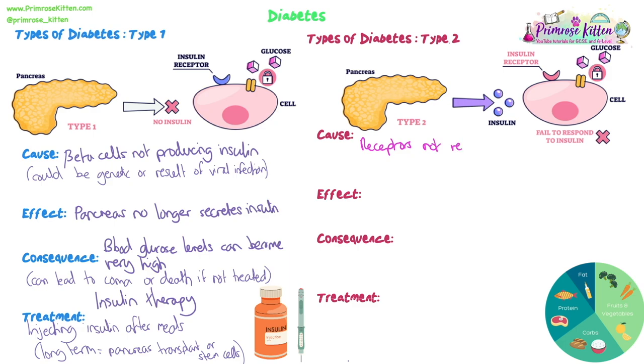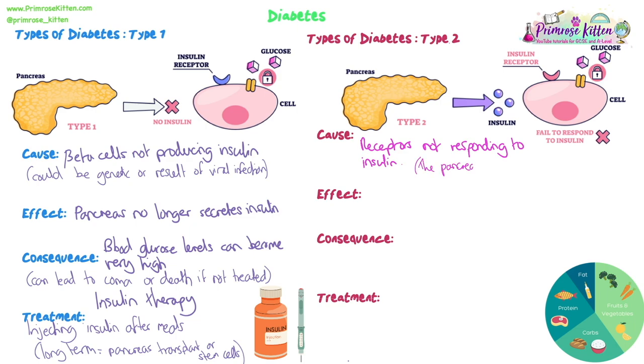We have some of the differences. So the cause is different. In this case, the pancreas makes insulin perfectly normally. It's just that the receptors, the insulin receptors on the target cells, do not respond to insulin. And that doesn't mean all receptors on every target cell don't respond to insulin. It can be different. It depends on the cause.